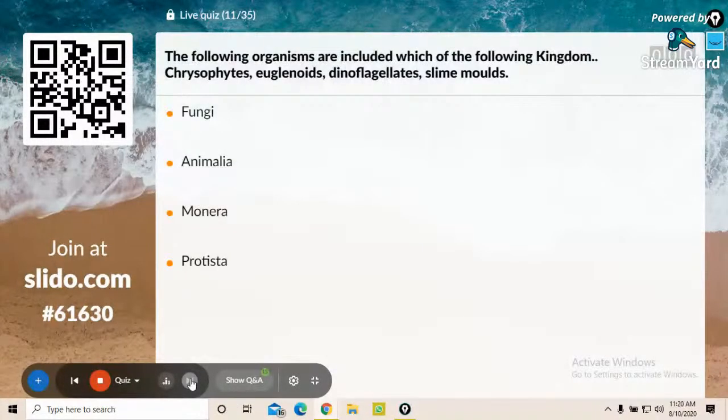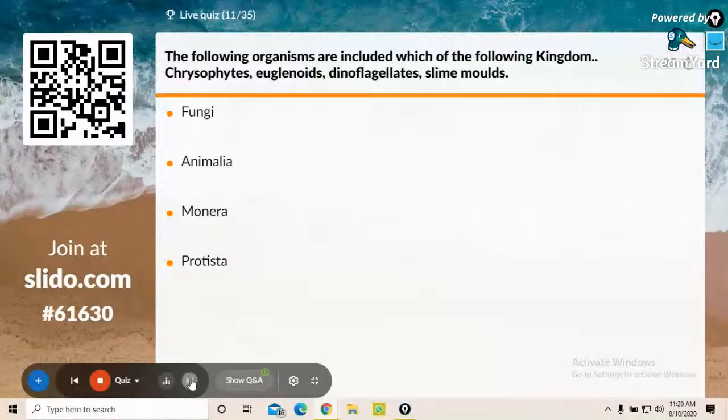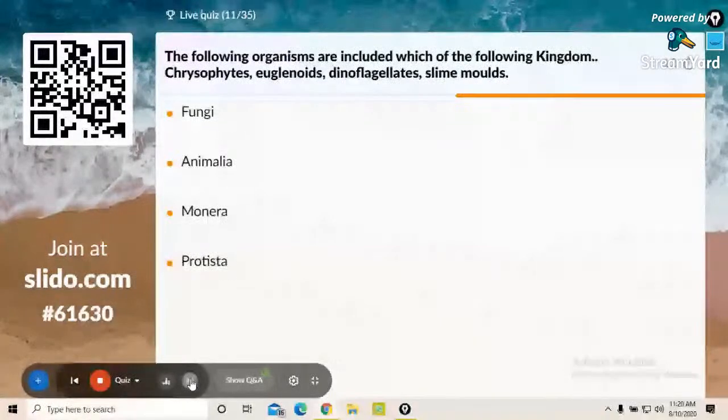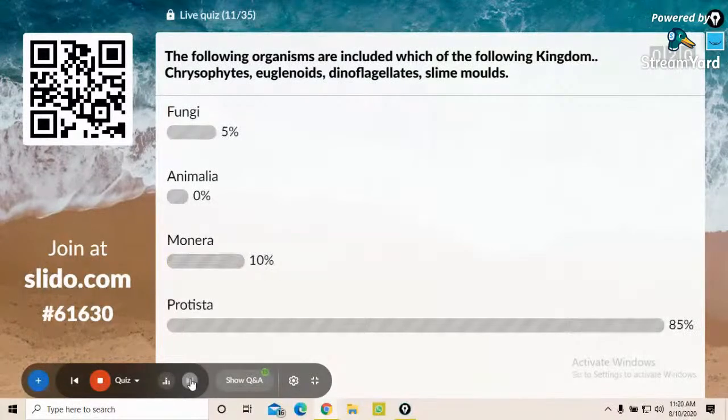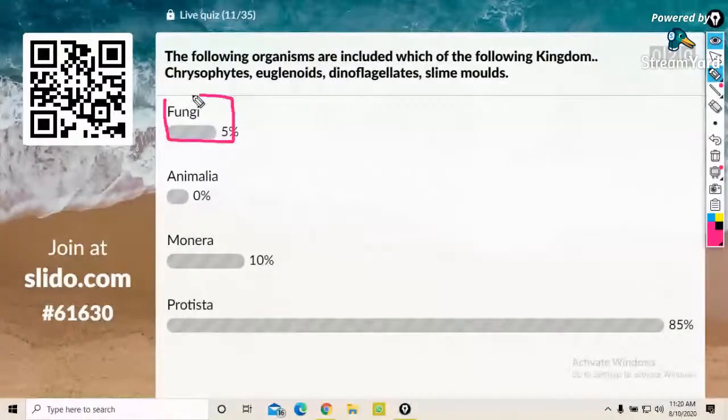The following organisms are included under which of the following kingdom? Chrysophytes, euglenoids, dinoflagellates, slime moulds. Fungi, Animalia, Monera, Protista. Oh my god. What is this? Fungi. All those persons, I think only one person with the fungi.